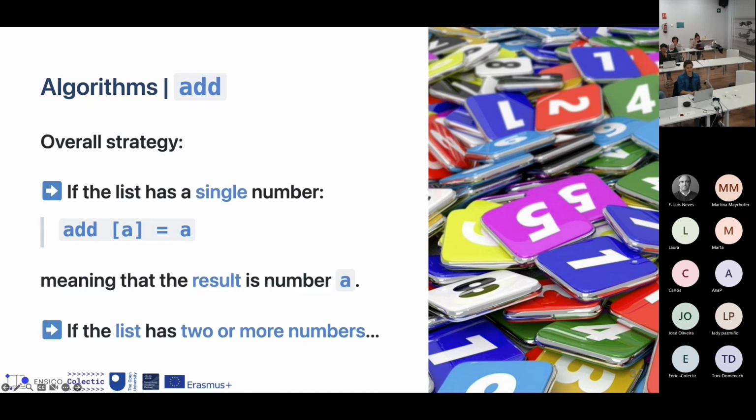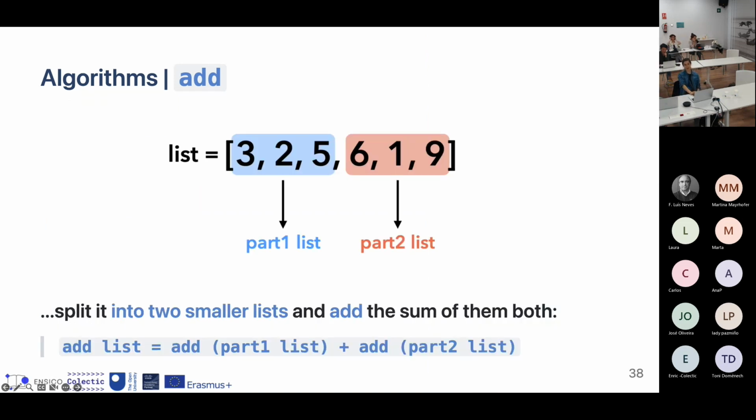Yeah, so to recap, what's the overall strategy? If the list has a single number, we tell directly to the computer, hey, little friend computer, if the list has a single number A, the result is A. And that's the basic case. All right. Now, if the list has two or more numbers, because we can't write A plus B, and then A plus B plus C, and then A plus B plus C plus D forever, what we are going to do is split it into two smaller lists and add the sum of them both, okay? And this is the key, the most important part of our algorithm.